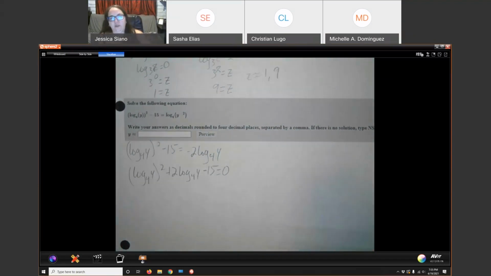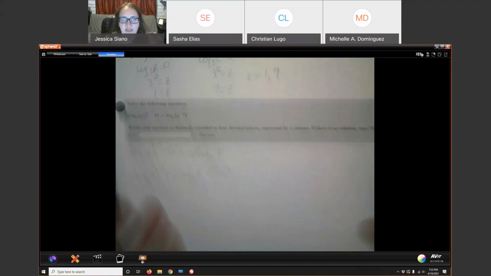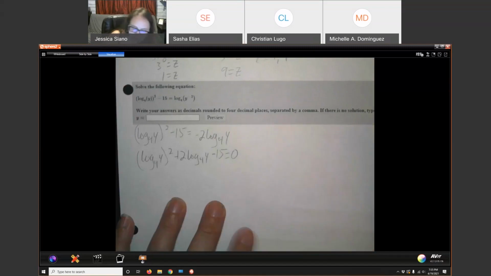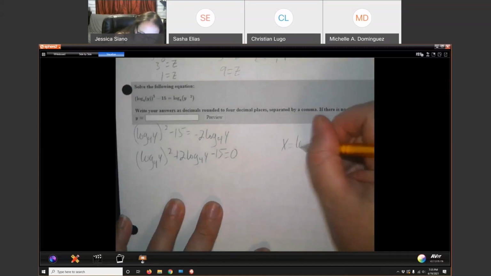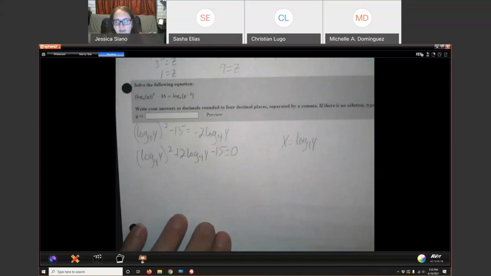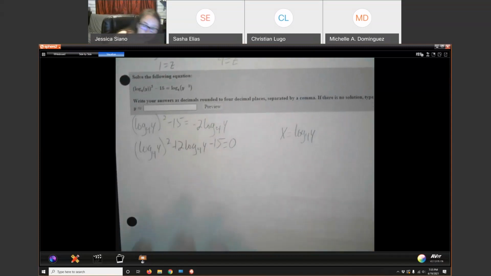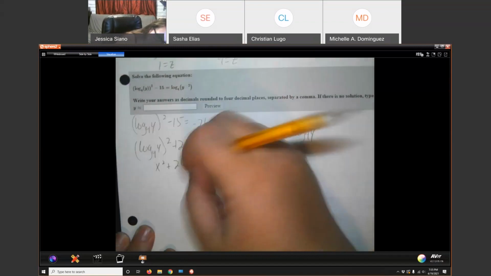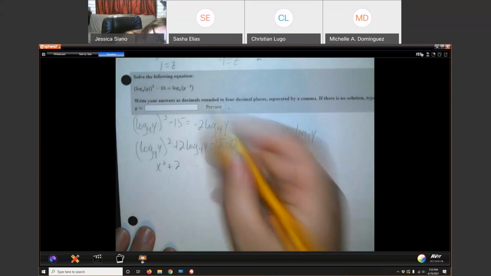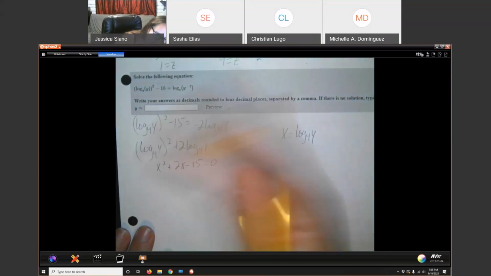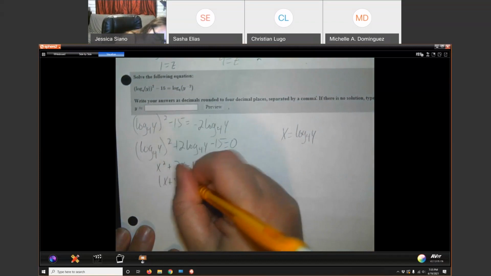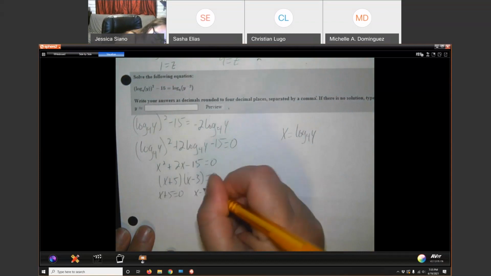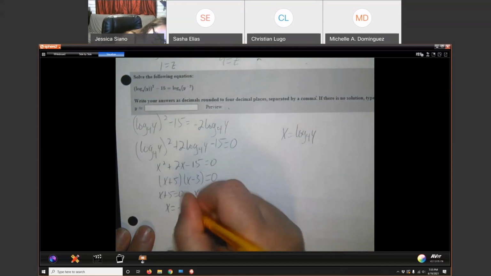So you can do these one of two ways. You can do them the same way that I did above, where you keep the logs, or you can substitute. So I can come over here and say, okay, what if I change it so that instead of log base 4 of y, I'm going to say x. You can pick any letter. x is the log base 4 of y. So x squared plus 2x minus 15 equals 0. Well, that factors. x plus 5, x minus 3. And then I have x plus 5 equals 0, and x minus 3 equals 0, so that's -5 and 3.